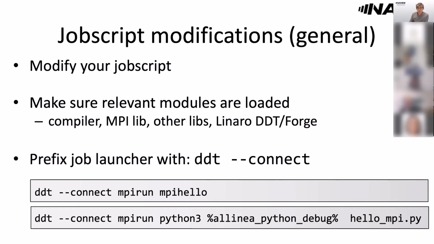Then you go into your job script. Here are general modifications. You need to modify your job script. Make sure the relevant modules are loaded: compiler, MPI libraries, other libraries, and Linaro DDT or Linaro Forge. And then you add a prefix. If you normally run like mpirun mpi_hello, the standard recommendation is to use ddt --connect, and this --connect, that is the magic. That was introduced something like 10, 13, 15 years ago, and that to me made a huge difference.